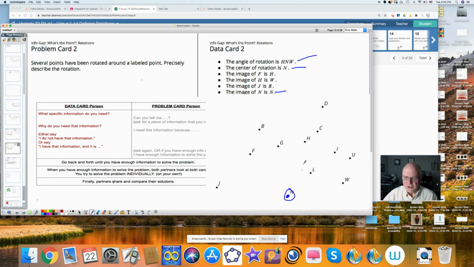The angle of rotation is HNW. HNW, there it is. This is my angle that I need to be able to do that. Now I just need to know if it's going from H to W or from W to H. What specific information do you need?